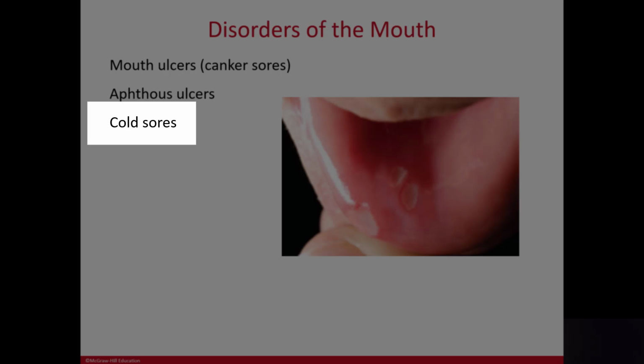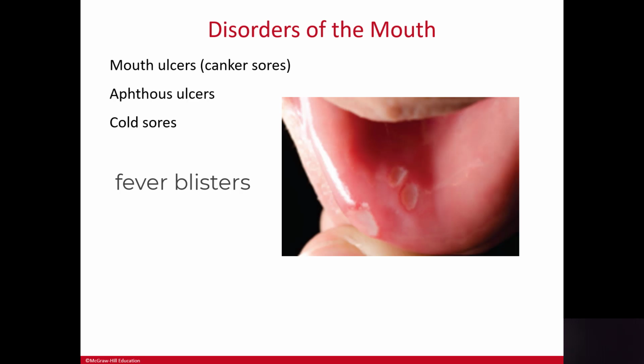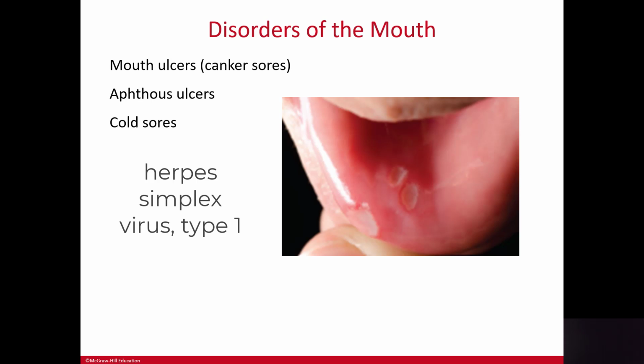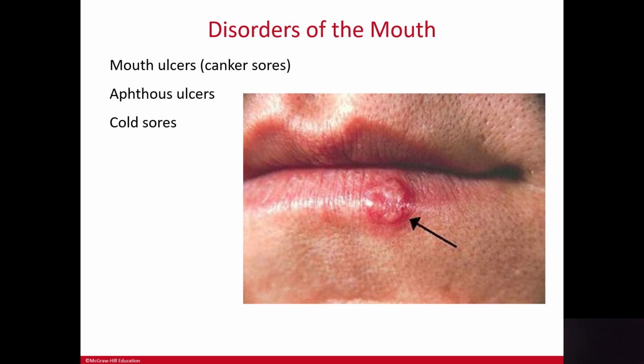Cold sores are also known as fever blisters, and these are recurrent ulcers caused by the herpes simplex virus type 1, or HSV type 1. So these are viral infections that cause eruptions on the lips. These cannot be cured. They come and go. They usually last about 7 to 10 days. You can take antiviral medications to decrease the outbreaks, or there's some topical antiviral medications that may help. They are contagious. The aphthous ulcers mentioned previously are not contagious. However, cold sores are contagious.